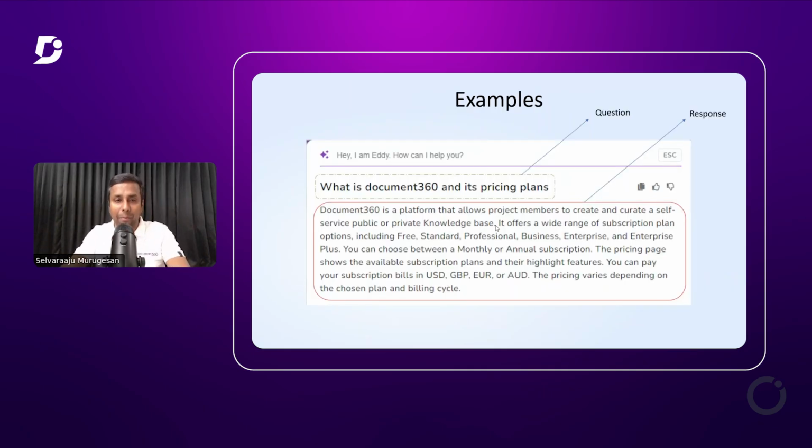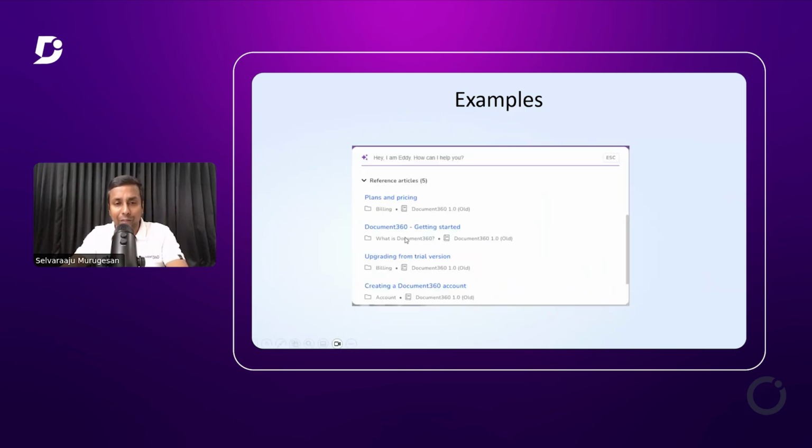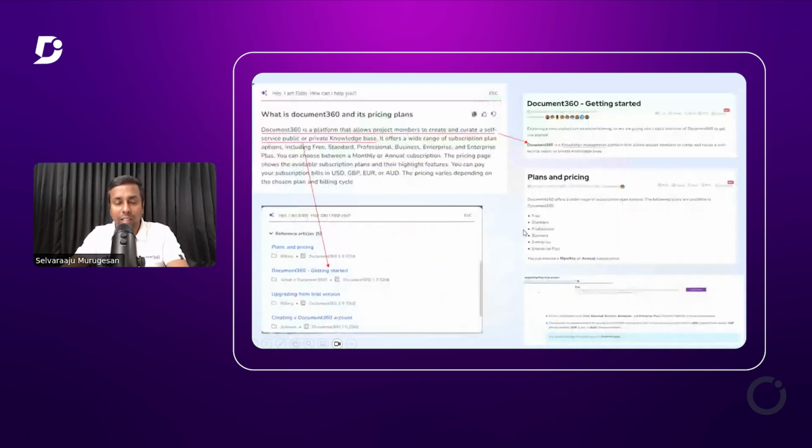So let me give you an example. If you look at this prompt, "What is Document360 and pricing plan?", this is the question, and that's the response. This is the prompt, basically. And these are the references, the article chunks whose content is used from these four articles to generate a response. Okay, so let's dive in.